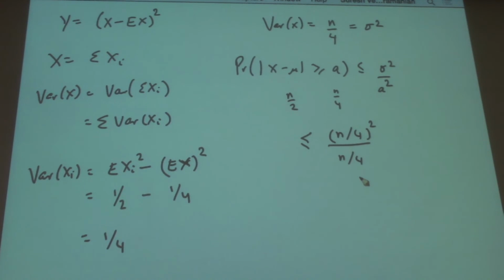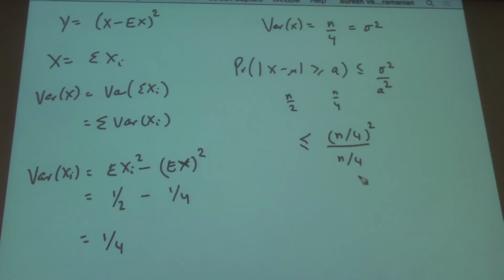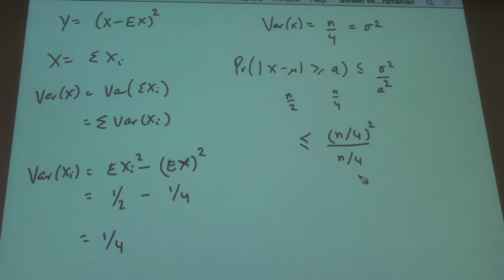No, wait. Sorry. What am I doing? Pardon me? Sigma squared is just an over. No, I did something wrong here. Hold on. Sigma squared is just an over. It's not an over square. Oh, sorry. Yes, thank you, Devon. This is an over square.